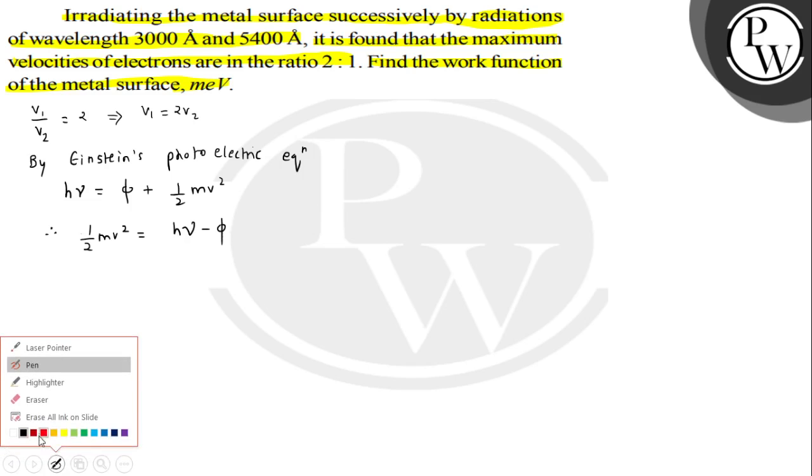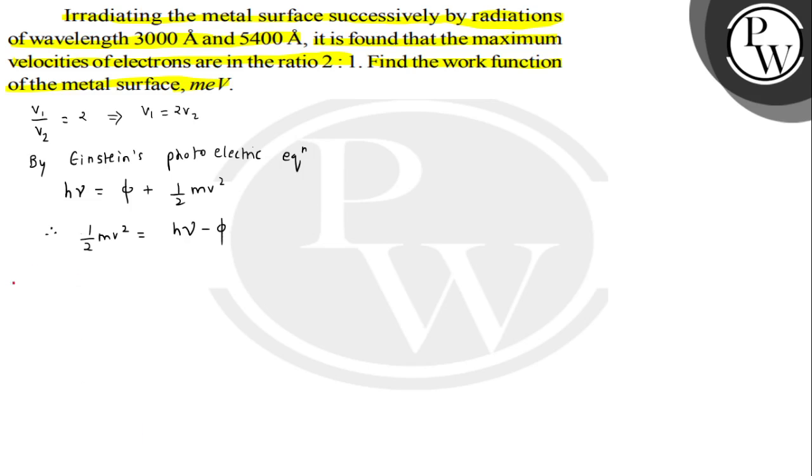Now for the first case, when we use wavelength 3000, this equation can be written as half m v1 square is equal to, in place of frequency nu we can write c by lambda 1, minus phi. Phi is dependent on material property, so phi will remain the same. For the second case we can write half m v2 square is equal to hc over lambda 2 minus phi.